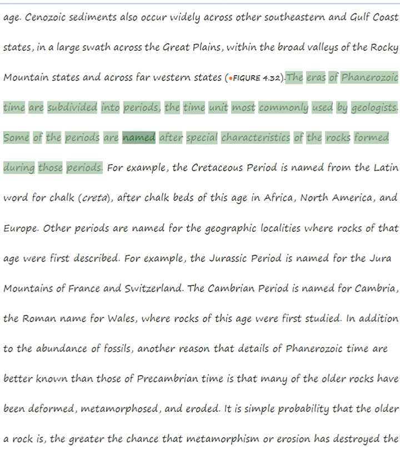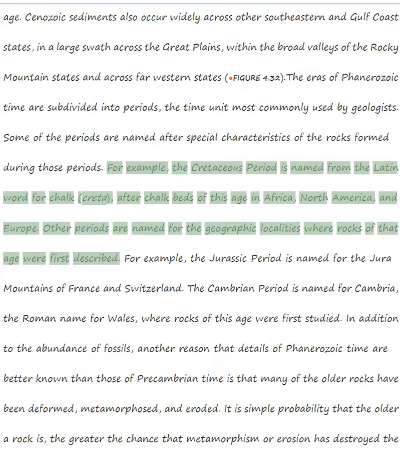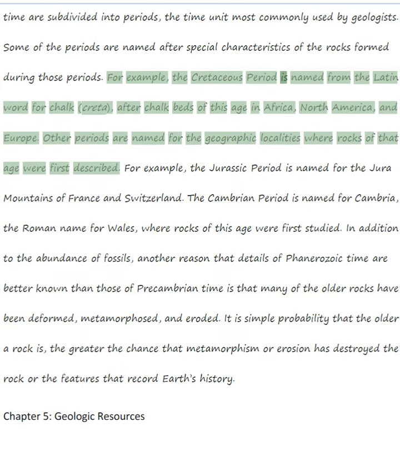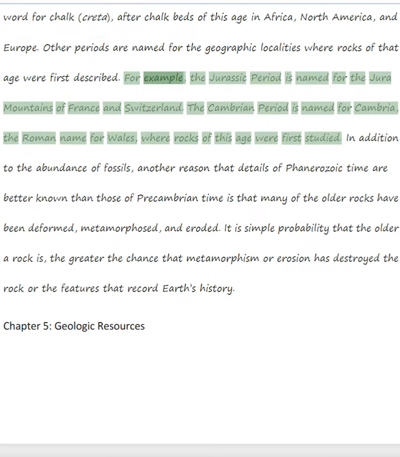Some of the periods are named after special characteristics of the rocks formed during those periods. For example, the Cretaceous period is named from the Latin word for chalk, after chalk beds of this age in Africa, North America, and Europe. Other periods are named for the geographic localities where rocks of that age were first described. For example, the Jurassic period is named for the Jura Mountains of France and Switzerland. The Cambrian period is named for Cambria, the Roman name for Wales, where rocks of this age were first studied.